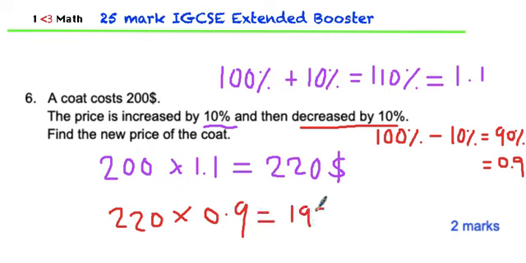Now you could obviously do this manually if you wanted to. You could add on 10%. 10% of 200 would be 20, so we'd have 220, and then 10% of 220 would be 22, so we could take that away and we would get to $198 at the end of the problem.